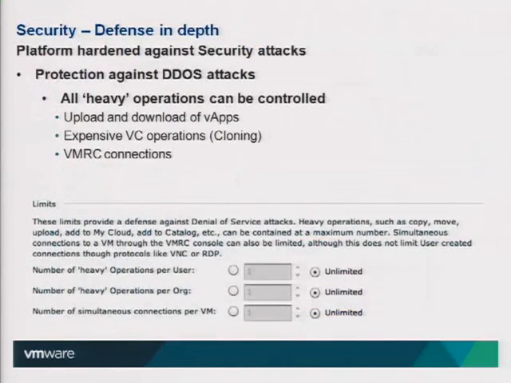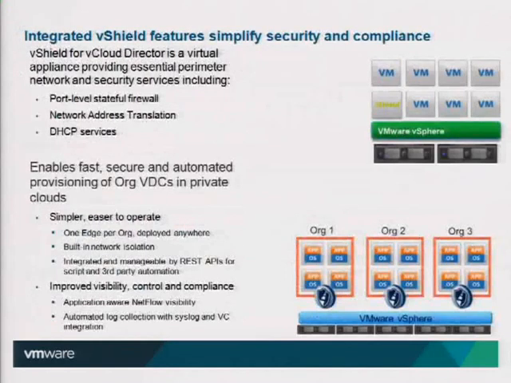Question? You have more than one edge per organization? You can have more than one. So you'll have at least one edge per organization, which we deploy automatically. And then additionally, every time you deploy a network, you can choose to deploy an edge with that network.